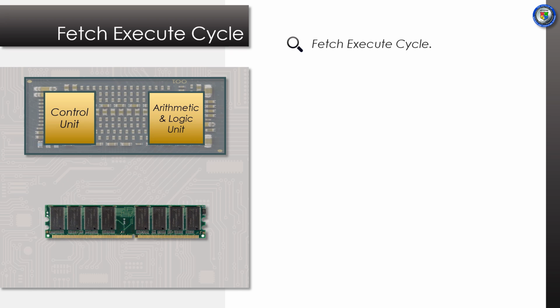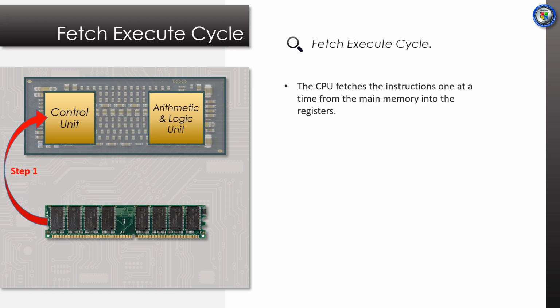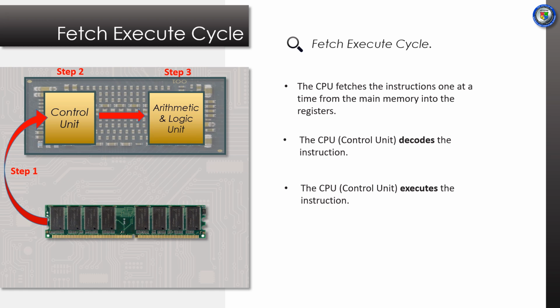Let's look in a little more detail. The CPU fetches the instructions one at a time from the main memory into the registers on the CPU. The control unit within the CPU decodes the instruction. The control unit executes the instruction. And this is repeated until there are no more instructions left.